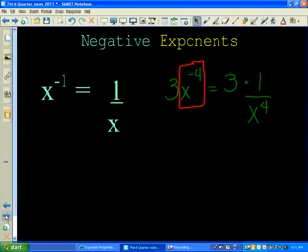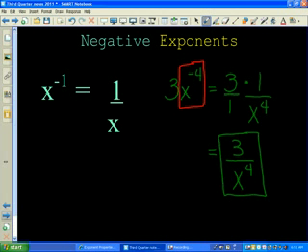So now you could leave it like this, but we need to simplify. We need to clean it up a bit. So this whole number of 3 is also seen as being over 1. And when we multiply fractions, we multiply the numerators, which will give me 3, over the multiplication of the denominators, which will give me x to the 4th. So this right here is going to be my solution.